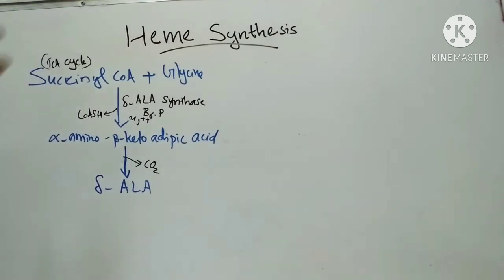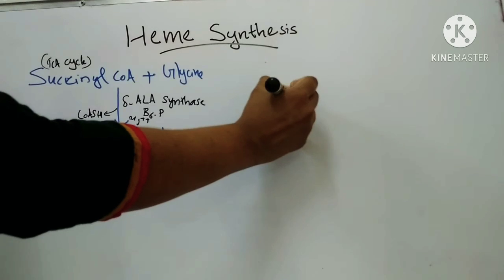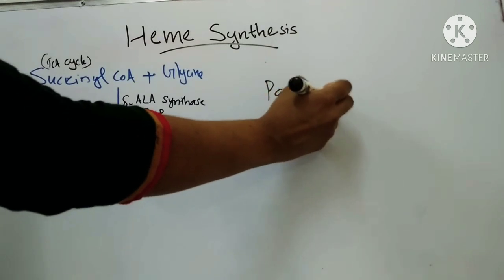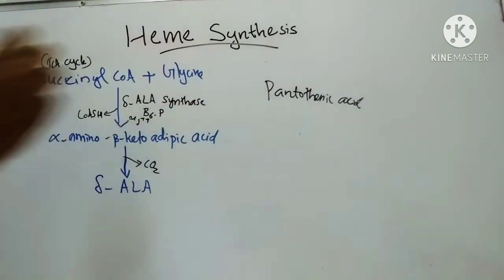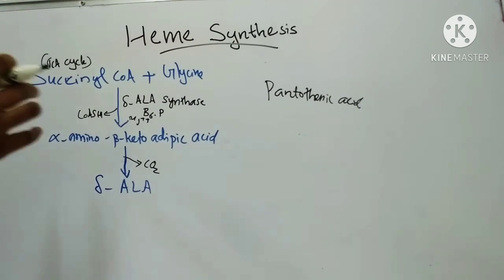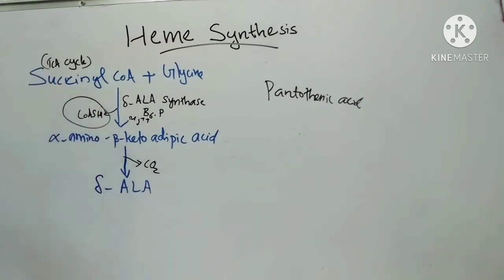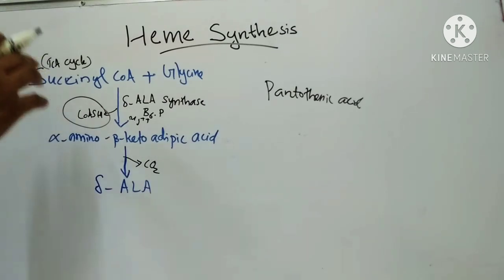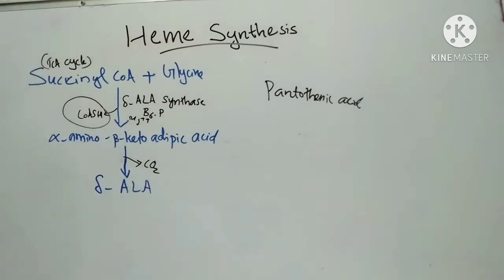In liver cells, this synthesis occurs in mitochondria. Pantothenic acid is also required at this stage, being a constituent of CoA SH. That is the first step.